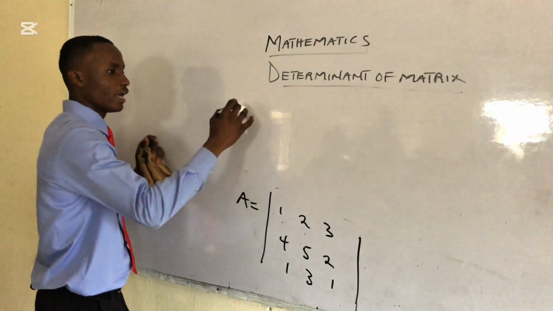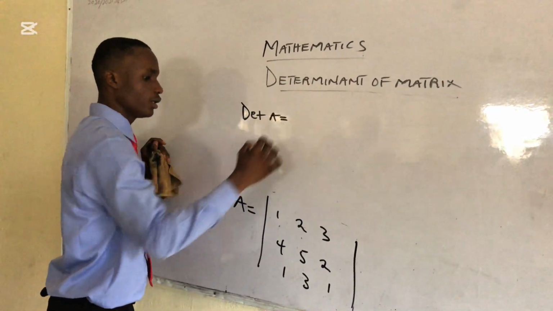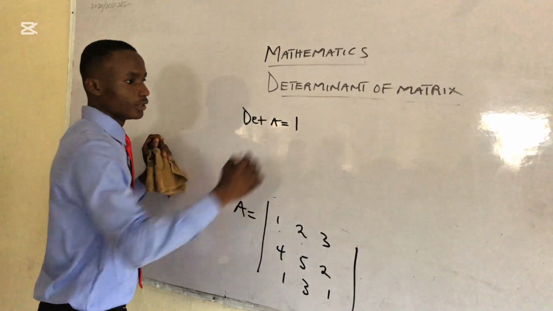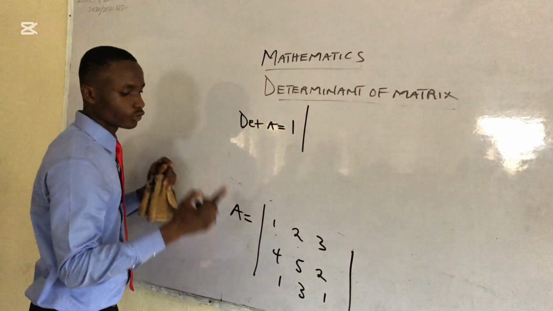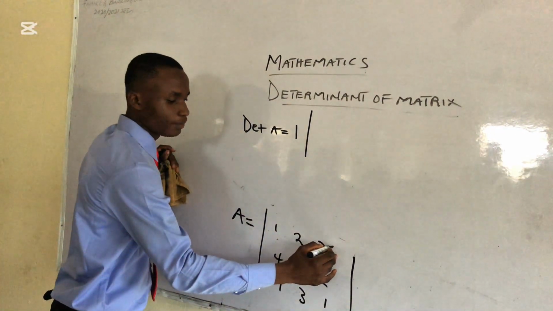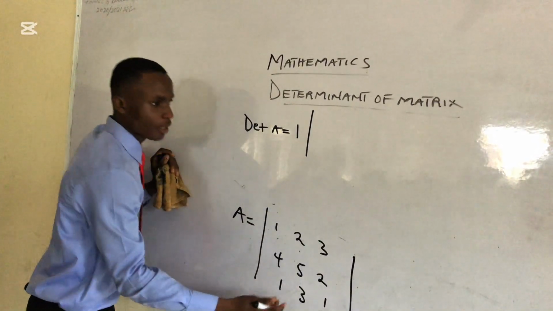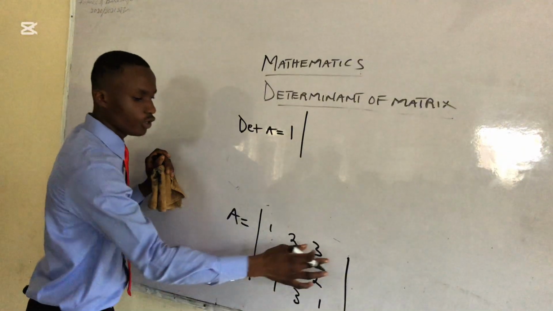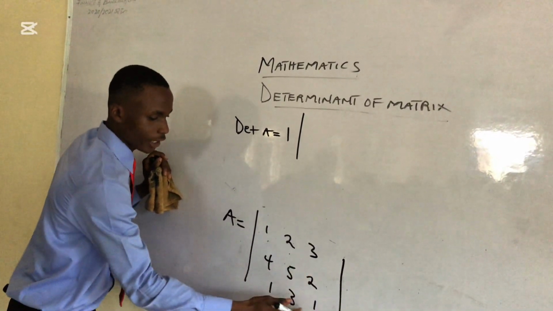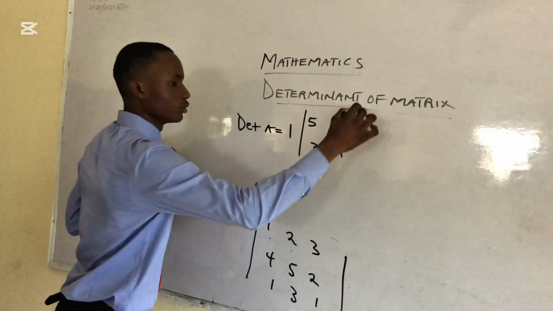What do we mean? We have the determinant of A will be equal to, so let's start with 1. So this is 1. Then we have the minor of 1. What do we mean by the minor? We are going to cancel out the row in which 1 is placed, and you cancel out the column. Then any other element that is remaining becomes the minor of 1. So if we cancel this row, cancel this column, we have 5, 2, 3, 1 remaining.